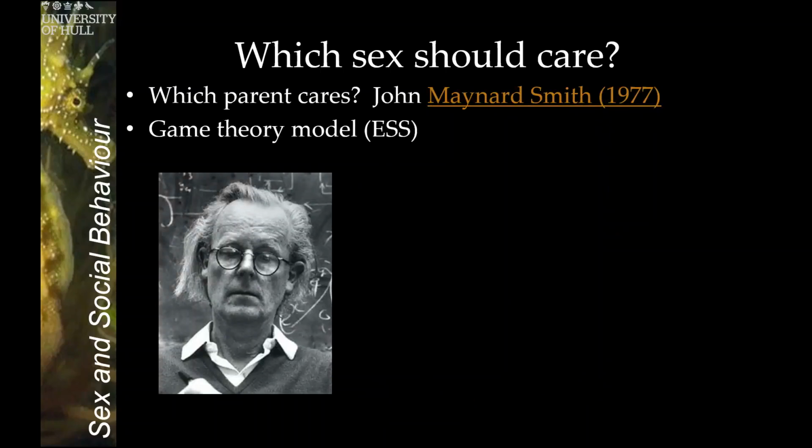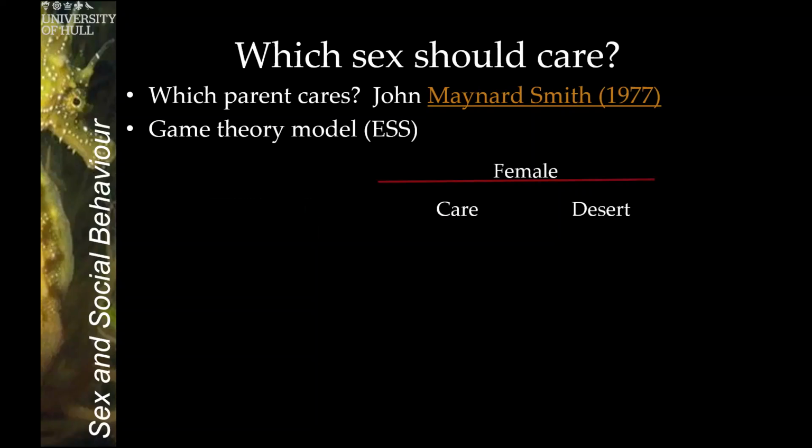John Maynard Smith came along in the 70s with a game theory model, another wonderful game theory model for you all to consider, about which parent should care. And he supposed, let's make the supposition that females can choose either to care or desert. And if the female cares, the number of offspring she gets we'll call P1. And the number of offspring she gets if she deserts, P0.